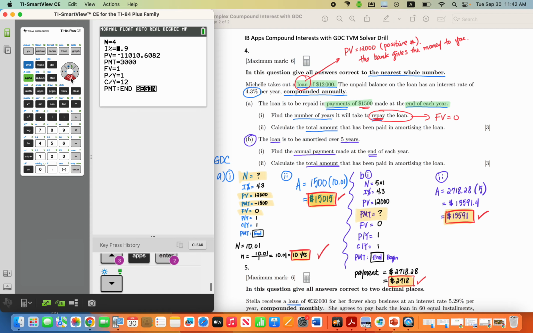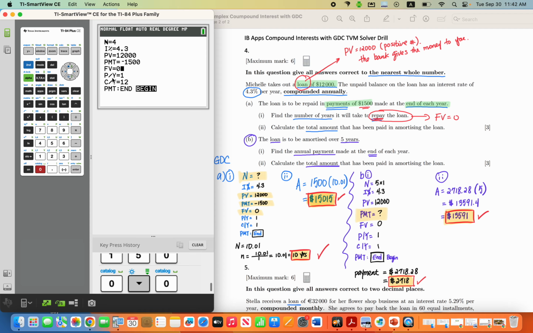I do know my interest rate is 4.3, so 4.3. And I do know my present value, the money I'm spending now, so right now I have a positive amount. And the payment, as we mentioned, I need to take the money out of my pocket, so it's negative. So I got negative 1,500. And because it's a loan, the future value has to be 0.